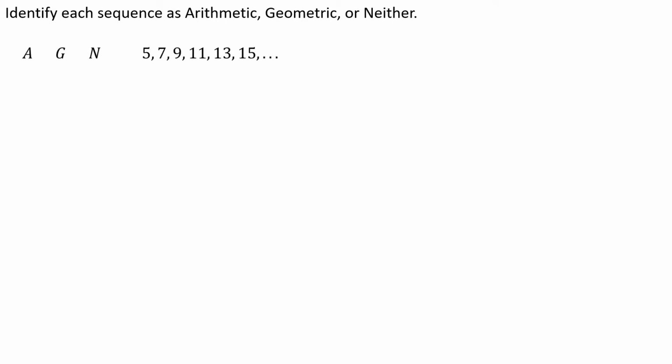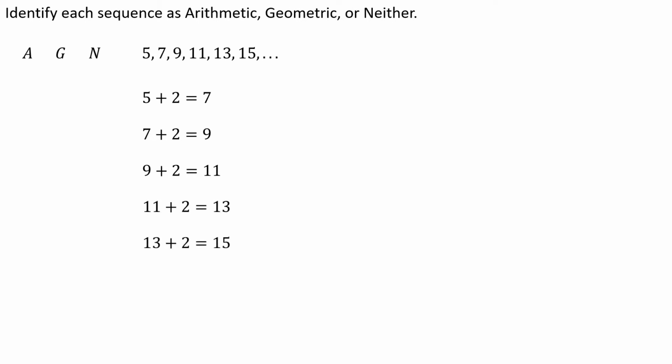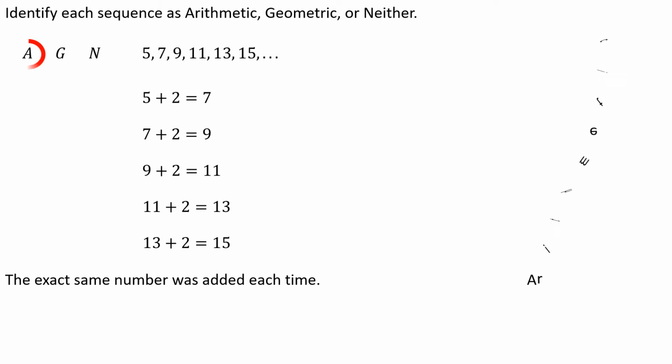Okay, so what's going on here? Well, I know 5 plus 2 is 7. I know 7 plus 2 is 9. 9 plus 2 is 11. Sure enough, it looks like we added 2 every single time. Since I added 2 every single time, it's arithmetic, and I can just circle the A, right? And sometimes it's easy enough, you can just eyeball and say, hey, look, I added 2 every time. I'm just going to circle the letter A.